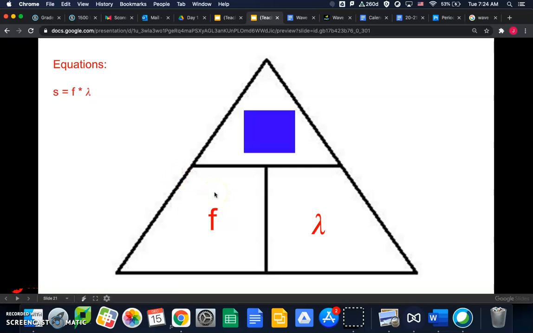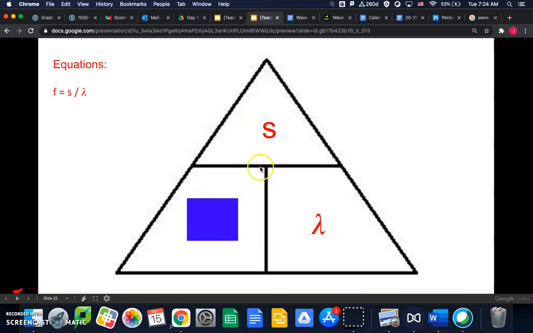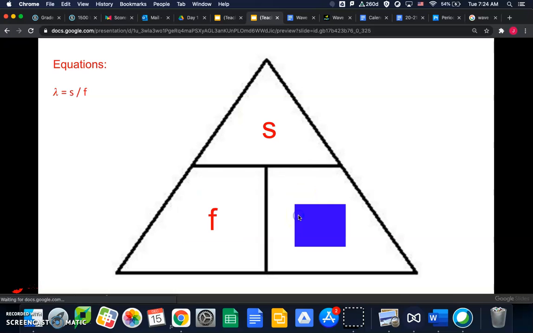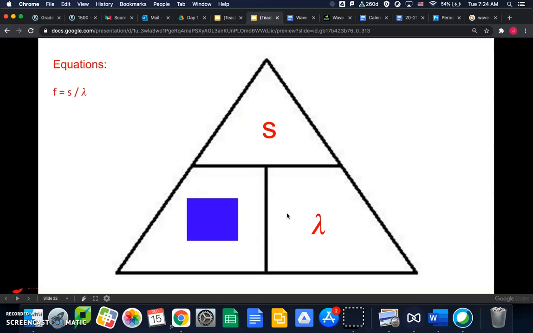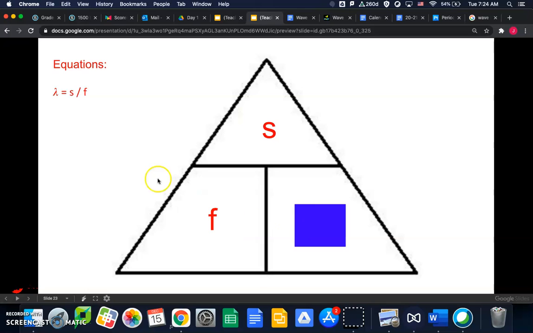Similarly, now I'm going to cover up frequency. If you have 1 on top and 1 on bottom, you're going to divide. So F, which is the one that's covered up, equals S divided by lambda. And then lastly, if we cover up lambda, we'll see that lambda equals S divided by F.